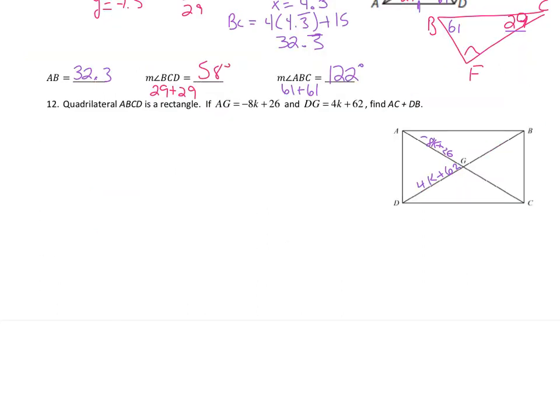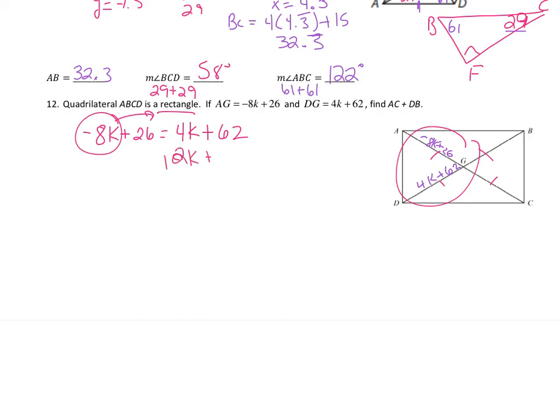For this very last question, we're going to go pretty quick. It is a rectangle again, so remember that all 4 pieces of your diagonal are congruent. So because we know these two are congruent, we're going to set them equal to each other. Now when we solve it, we could add our 8k to the other side, so that would give us 12k plus 62 equals 26. We can subtract our 62 over, and we end up with negative 36 equals 12k. Divide both sides by 12, and k is equal to negative 3.